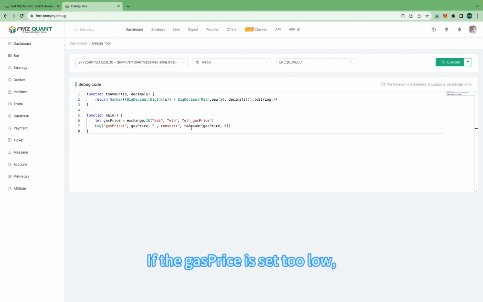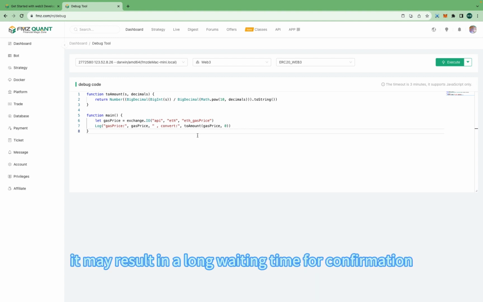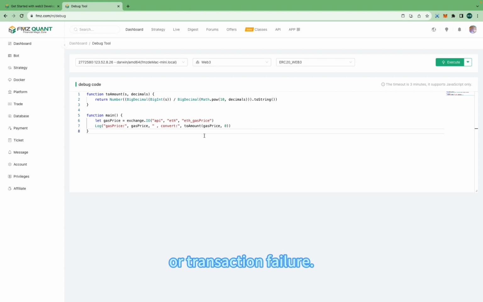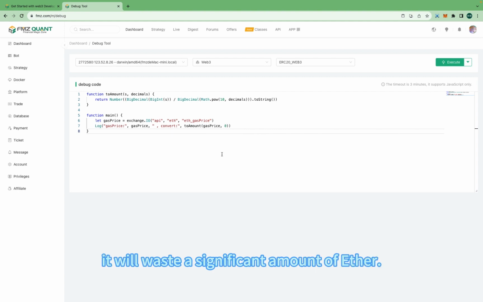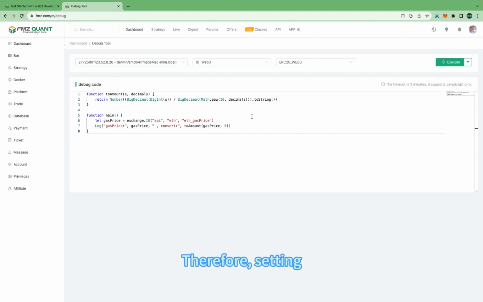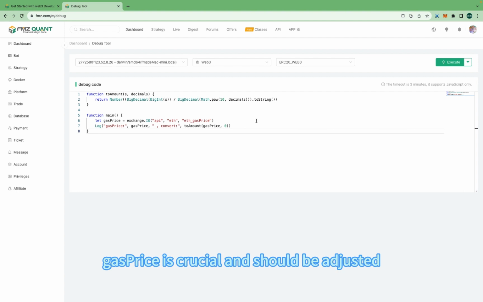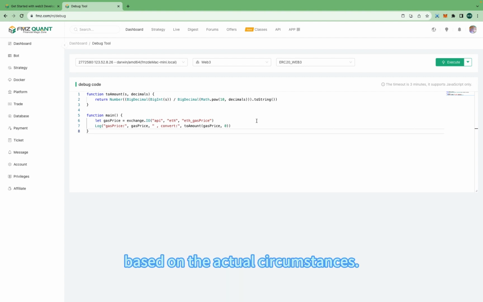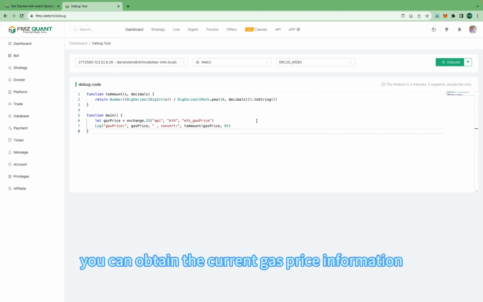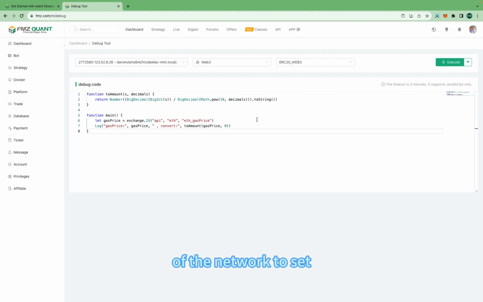When executing transactions or contracts, it is important to set an appropriate gas price to ensure that the transaction is quickly confirmed and executed by the network. If the gas price is set too low, it may result in a long waiting time for confirmation or transaction failure. On the other hand, if the gas price is set too high, it will waste a significant amount of ether. Therefore, setting an appropriate gas price is crucial and should be adjusted based on the actual circumstances. By calling ETH gas price, you can obtain the current gas price information of the network to set an appropriate gas price.